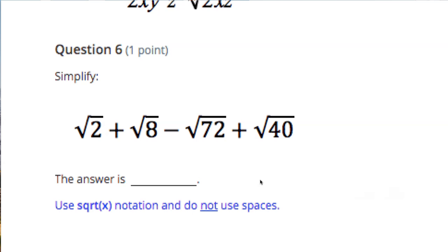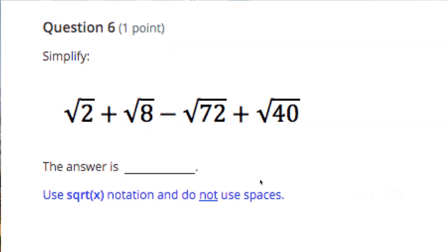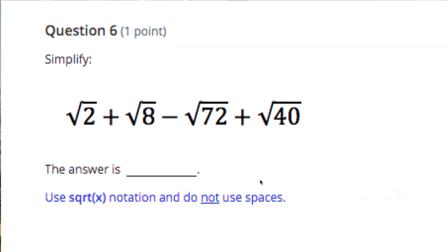And let's look at question number 6. Question number 6, we have these square roots. We're going to use SQRT notation when we type it, and don't use spaces in Schoology. So when doing square roots, we're looking for perfect squares. So here are some common perfect squares. I'm not going to write them all. These should be pretty familiar to you, right? 1, 4, 9, 16, 25, 36. That should be enough.